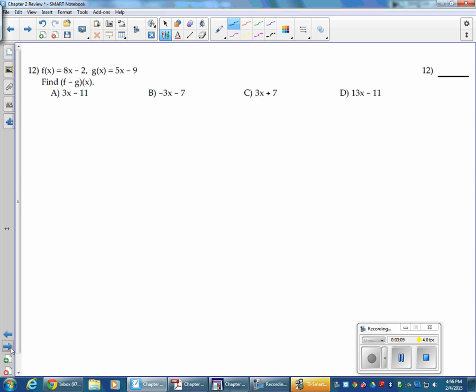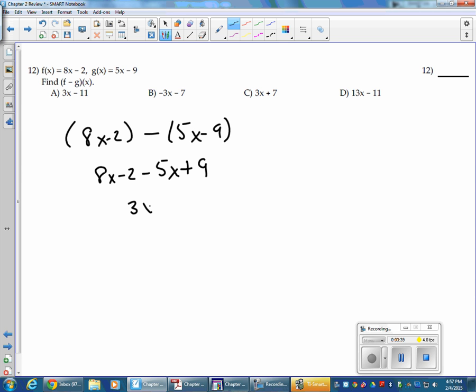Number 12, f minus g of x. Now this time I'm just plugging in x for x, and it's already there. So basically it's going to be f, which is 8x minus 2, minus g, which is 5x minus 9. The only thing you have to remember is that if you subtract an expression, you have to subtract both parts of it. So this would be minus 5x, and then I'm going to subtract a minus 9, which would make that plus 9. So combine your like terms. 8x minus 5x is 3x, and negative 2 plus 9 is plus 7. 3x plus 7, your answer is C.